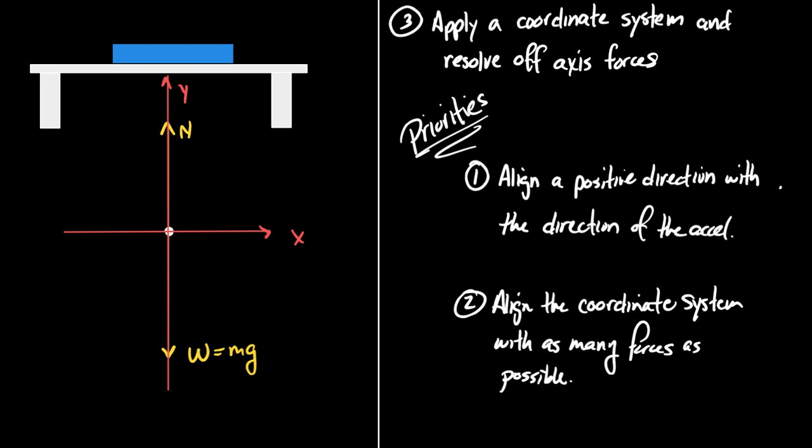If there were any off-axis components, like a force in this direction, it would be at this time that we would have to resolve that into components. Break it up into its X component and its Y component. But we don't have any off-axis components. So we can move on to the next step.